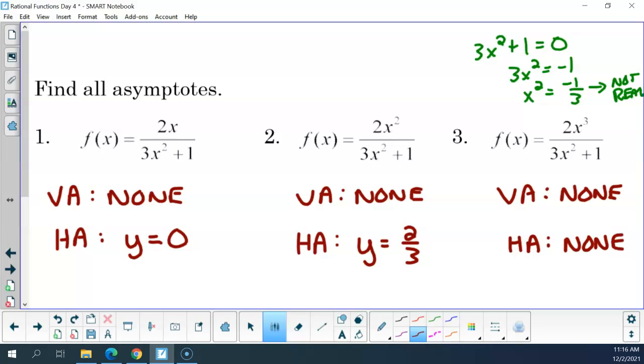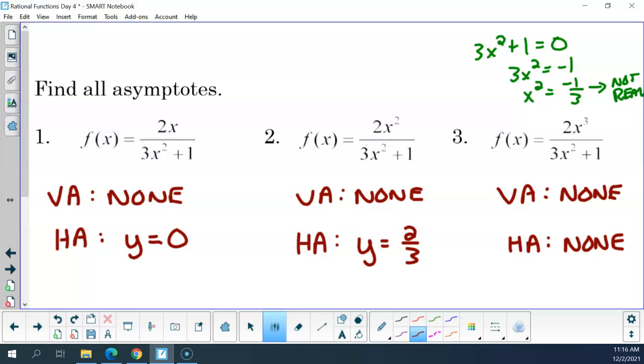Now, the point of these 3 is that with just one minor tweak, because the only thing that's different is this is just 2x on top, and now it's 2x squared, and now it's 2x cubed, it totally changes the graph. So these steps that we're developing are super important that you follow them every single time, because that's what gets you to where you need to be.